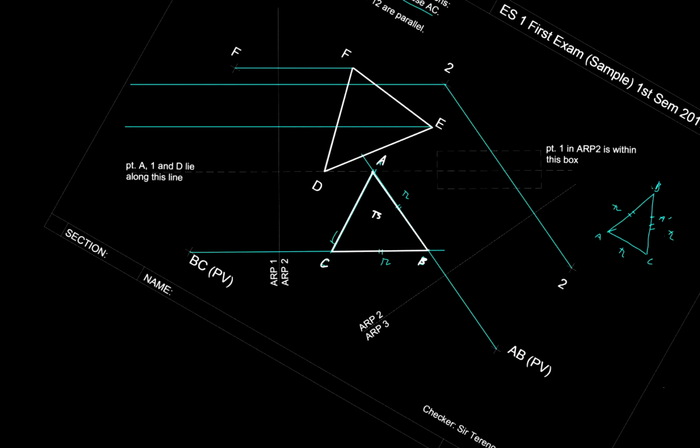Okay? Pwede ko palang i-complete pa tong views na to class, no? I already know how far A is. So pwedeng i-project ko si A dito. And then this should be my A, no? So if I connect this, this is point A and this is the edge view. Label na rin natin. This is the edge view of plane ABC.